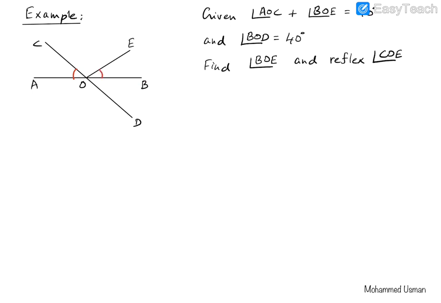The sum of these two angles is given to us to be 70 degrees. We don't know what AOC is, we don't know what BOE is, but we know that the sum of those two angles is equal to 70 degrees. The next piece of information given to us is that angle BOD is 40 degrees. I'll mark that with a different color. So we have this angle here, which is given to us to be 40 degrees. Based on this given information, we are asked to find the angle BOE. So that is the question mark for us.